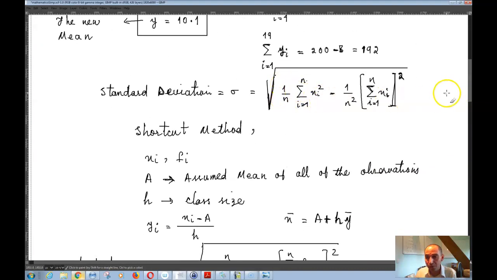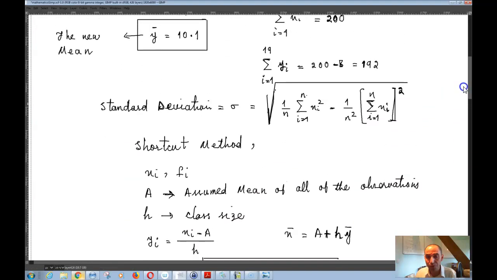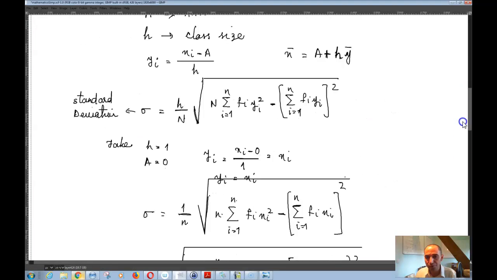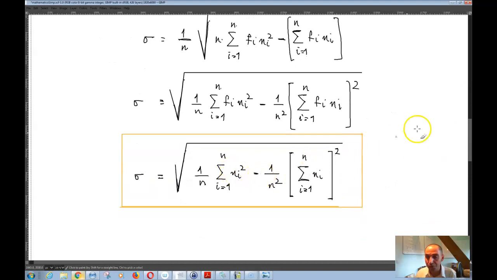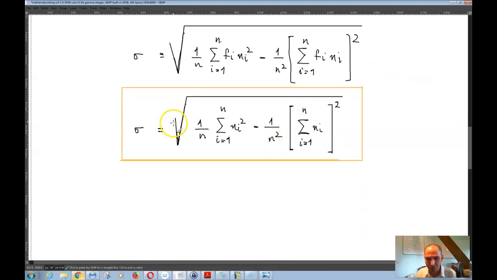1 over n, there is actually 1 over n. Okay, so there is 1 over n sigma of x of i squared minus 1 over n squared times sigma of x of i whole squared. And you take the square root of the whole thing, that becomes sigma. So this way you can calculate standard deviation.